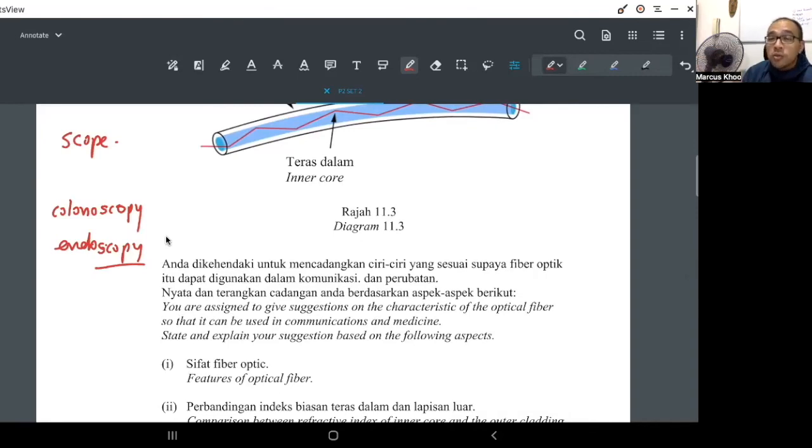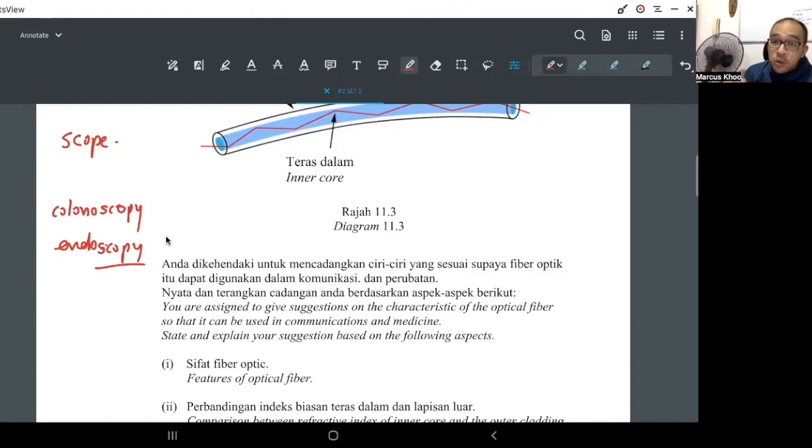So people use it to check your insides, your large intestine or small intestine, depending on whether you enter through the nose or mouth, or through your butt. Okay, but it's used in that.